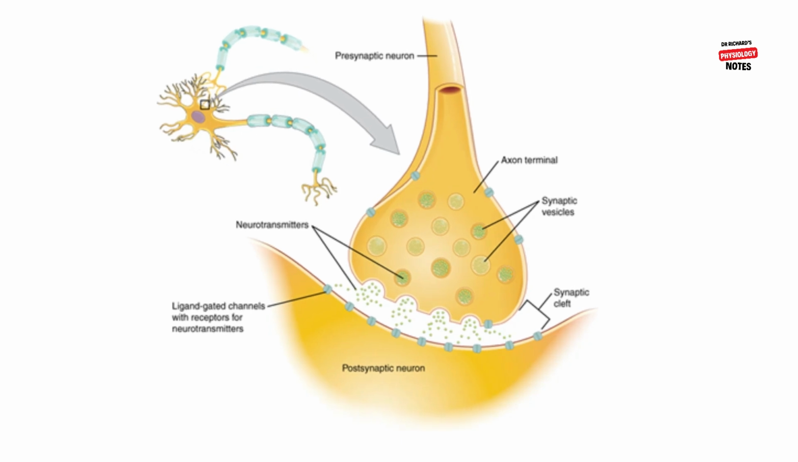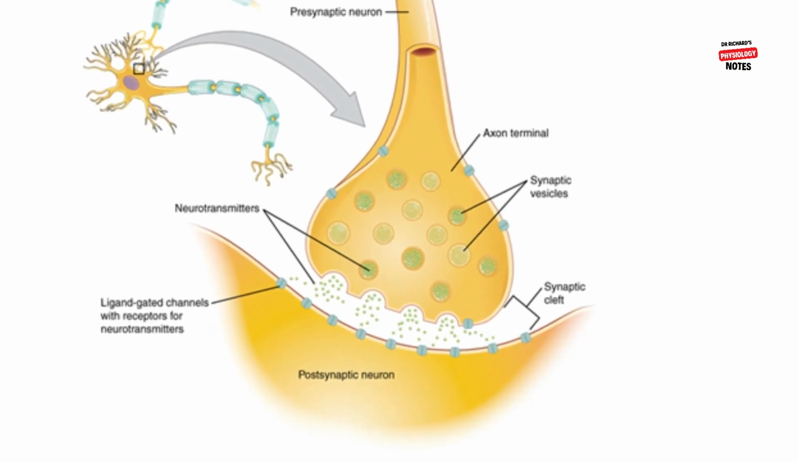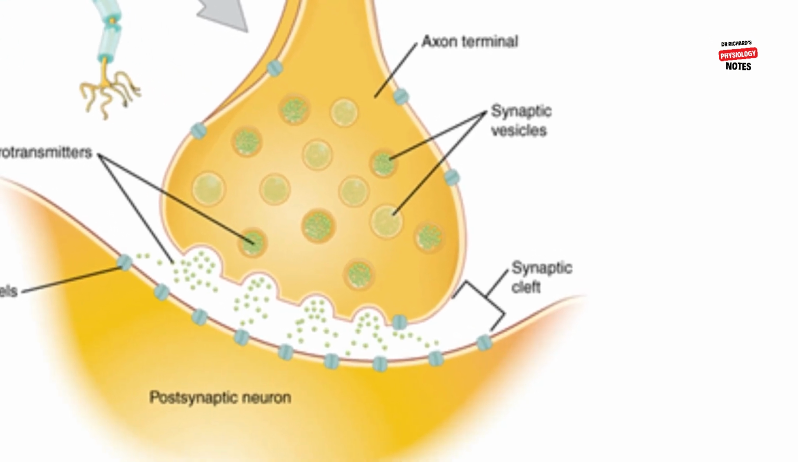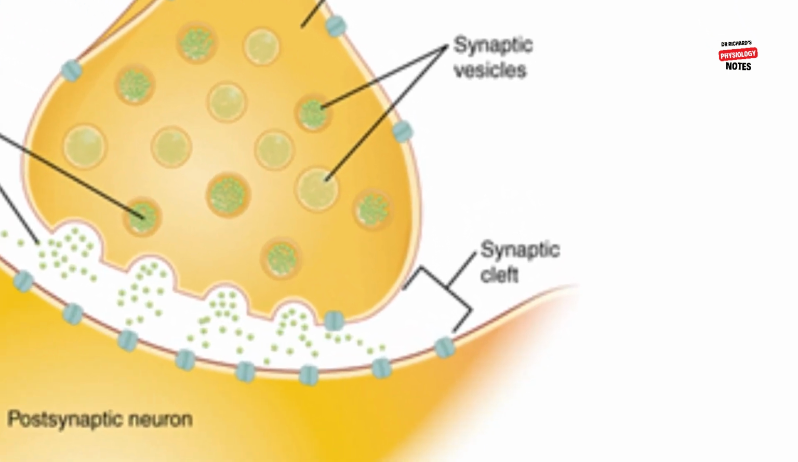Chemical synapses are specialized for the release and reception of chemical neurotransmitters. Although close to each other, presynaptic and postsynaptic membranes are always separated by the synaptic cleft, a fluid-filled space approximately 30 to 50 nanometers wide. Now let's look into the process of the synapse.